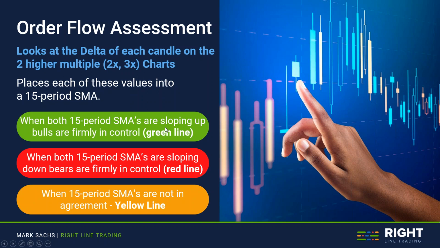So when the 15-period is sloping up, it'll be green. When it's sloping down, it'll be red. And when it's going sideways, it'll be yellow. Okay?